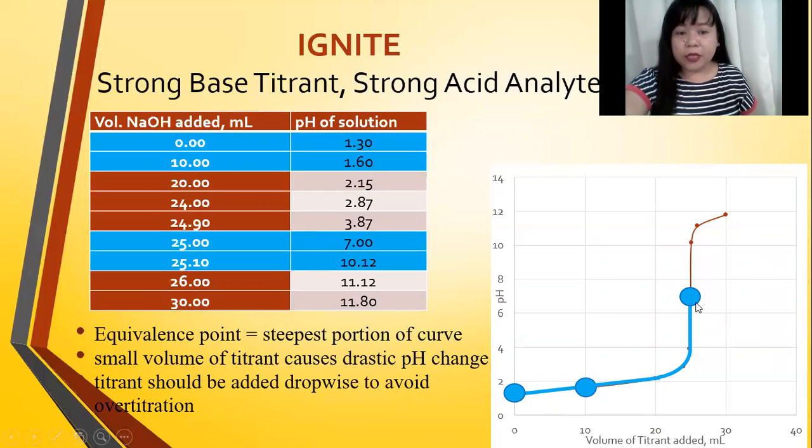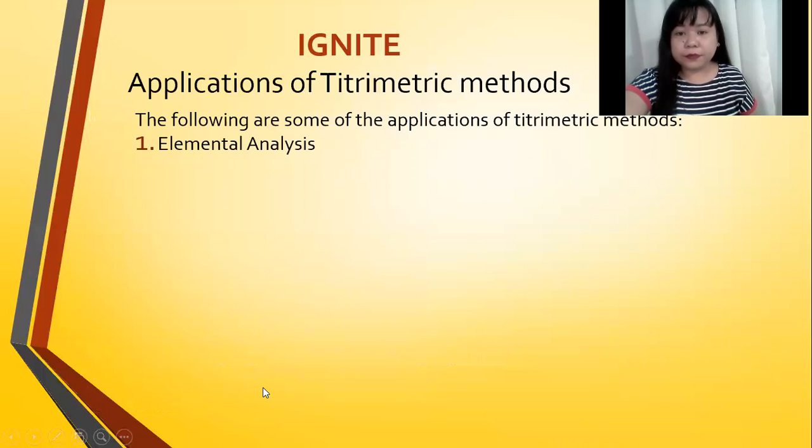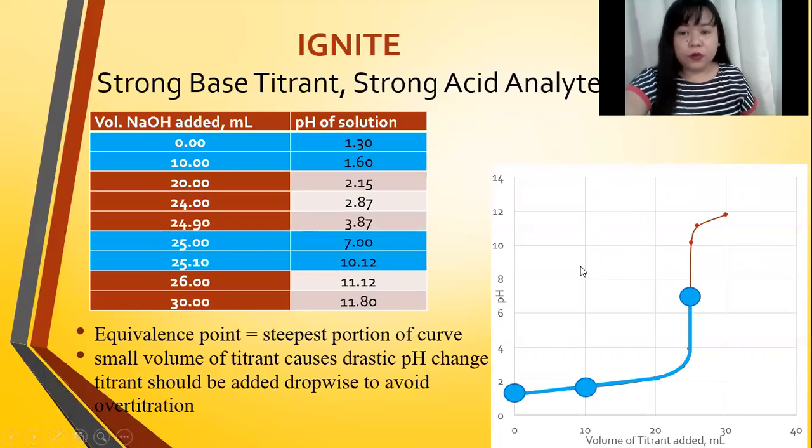And that is where the equivalence point is found. So the titrant at this point should be added dropwise to avoid over-titration. Okay, so this is how these points are plotted in the titration curve.